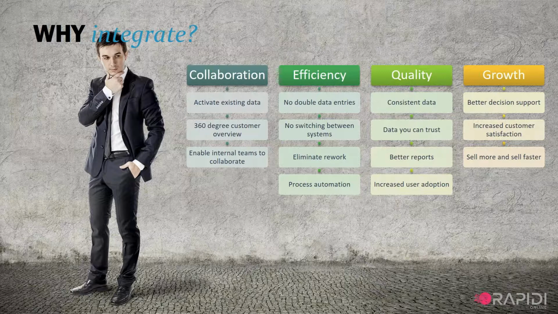And efficiency is also a big driver. With the RapidiOnline solution, you can eliminate the need to do manual double data entries in the systems, or you can avoid having to switch between systems. For instance, if you want to get an order status and you normally work in Salesforce, you don't have to go to the ERP system to find that. That is information that we can also bring over.